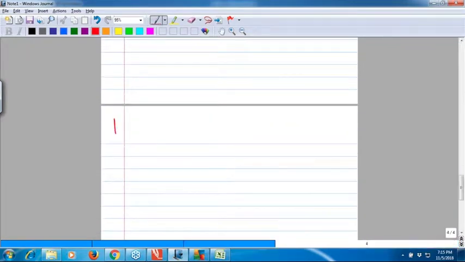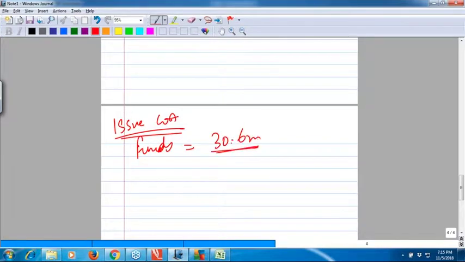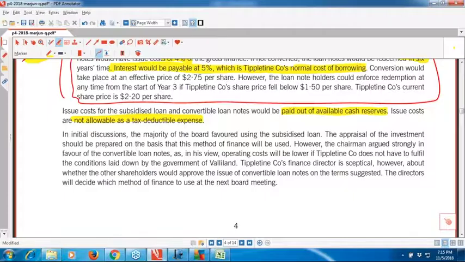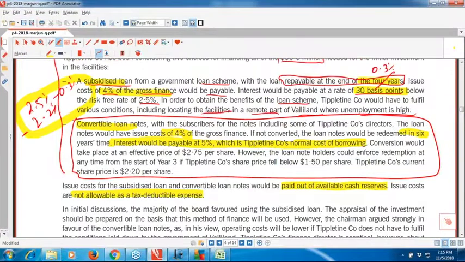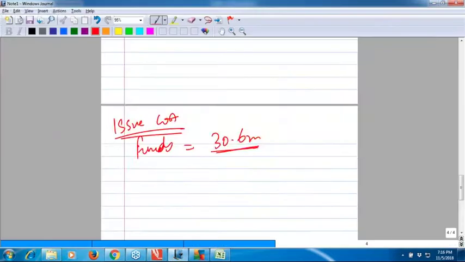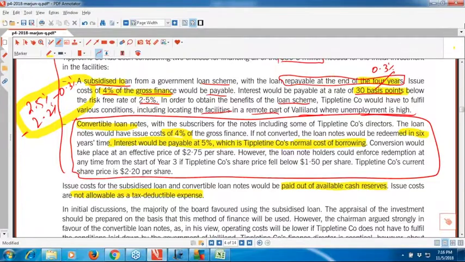Okay, now see, if we talk about the issue cost here, the funds that we actually need is 30.6 million. The examiner tells us that the issue costs are going to be 4% of the gross finance, so the issue cost of 4% of the gross finance would be payable. So that means, just wait for a second, please.